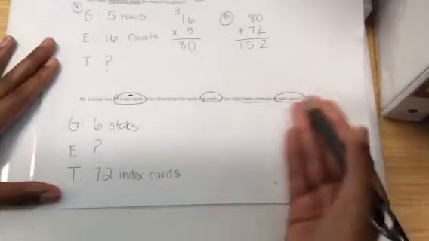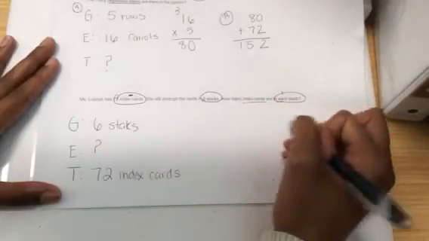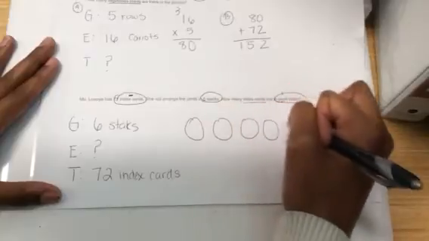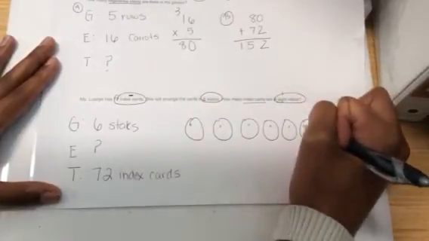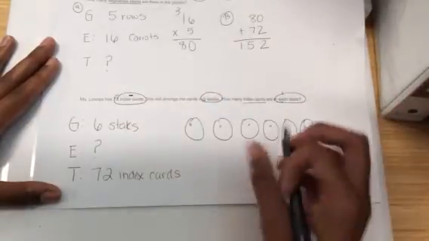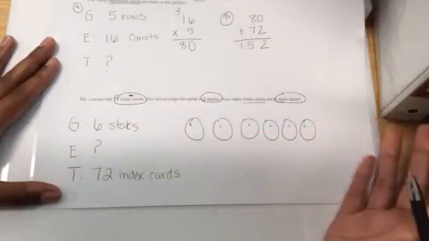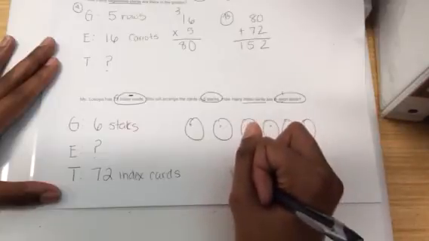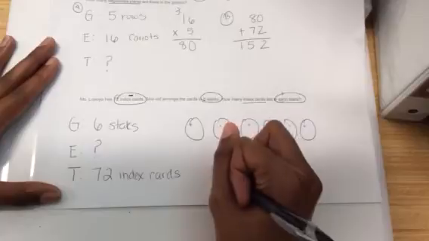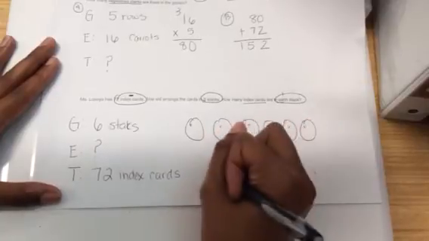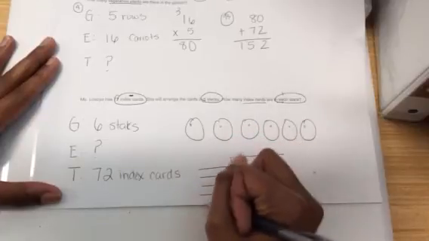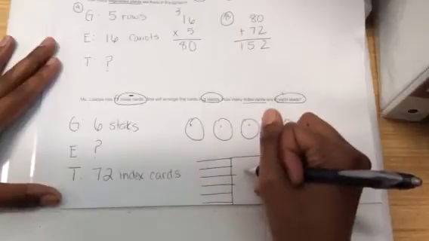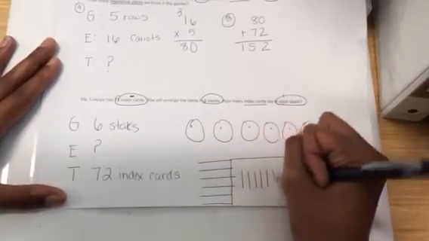So then from here, there are several ways to solve. They can draw 6 groups, 1, 2, 3, 4, 5, 6, and they can count up to 72. For sake of time, I won't do the whole thing. Or they could divide 72 divided by 6. Or they could use base 10 blocks, where they would draw their house, and they would have 72 in 6 groups. 1, 2, 3, 4, 5, 6, and they know they have 72: 10, 20, 30, 40, 50, 60, 70, 1, 2.